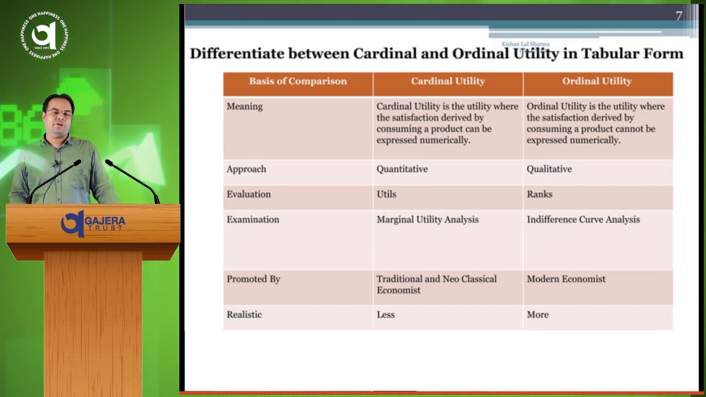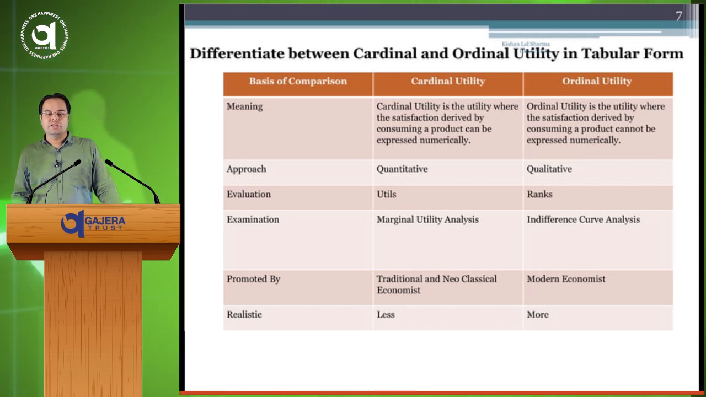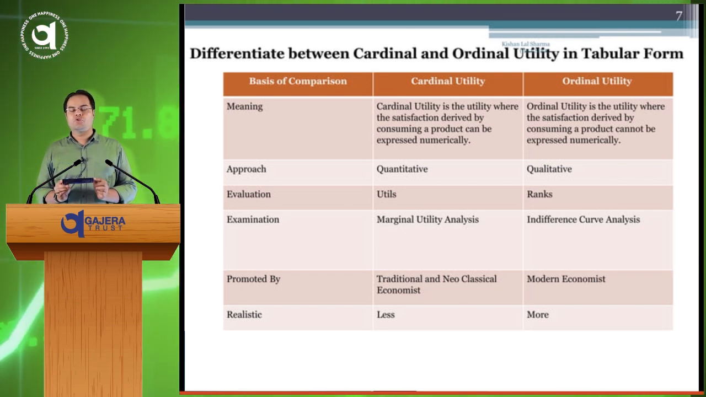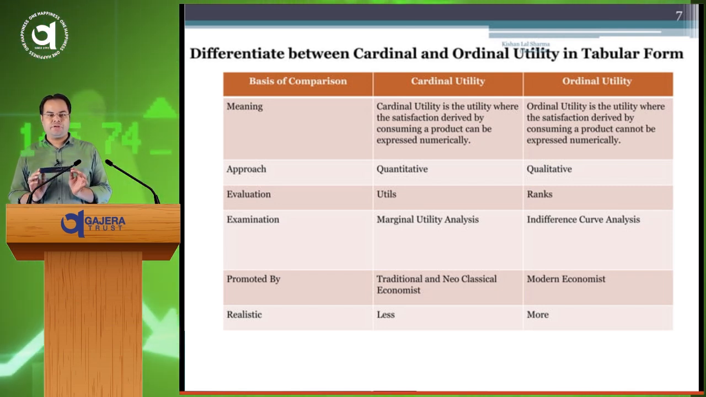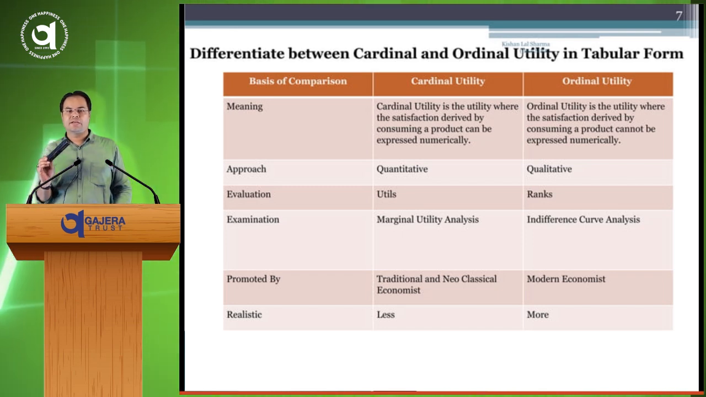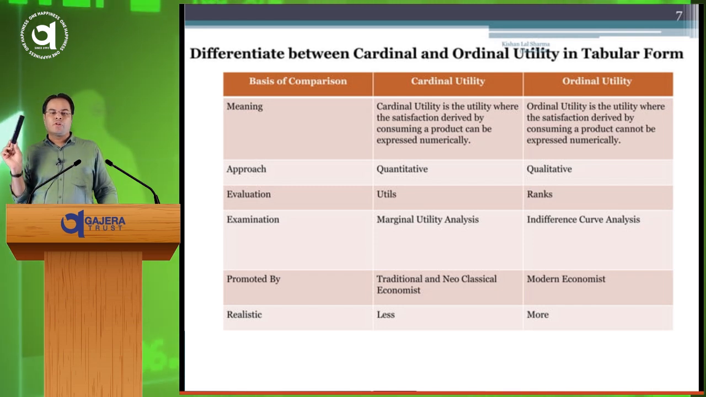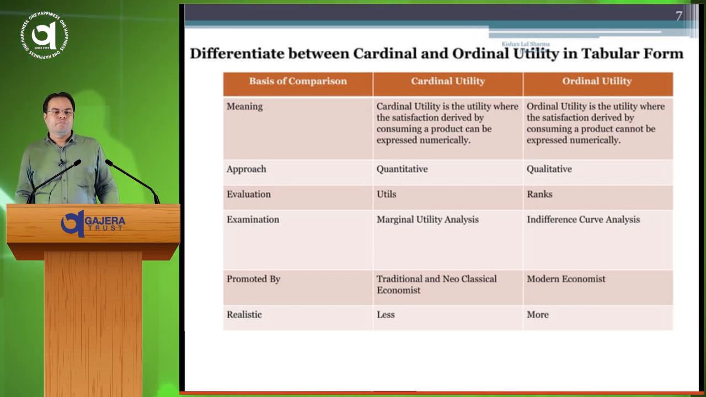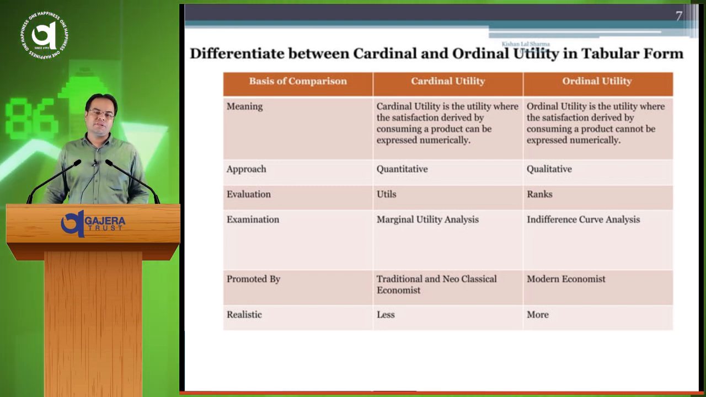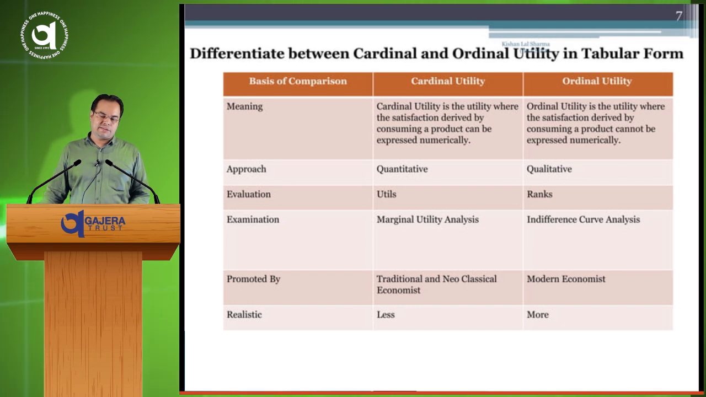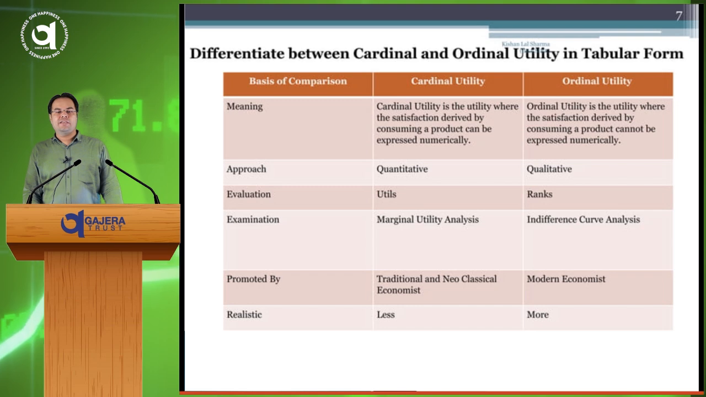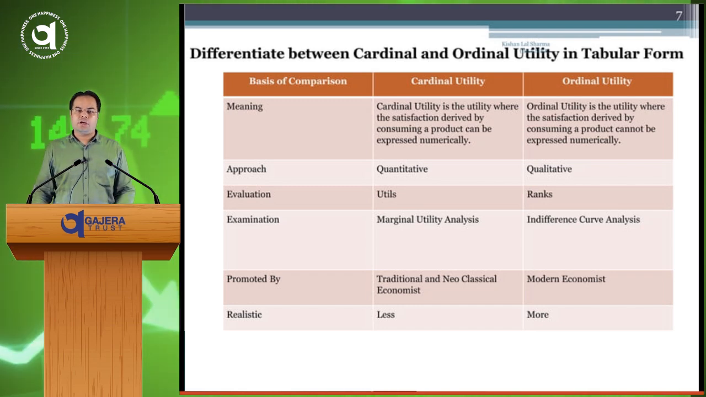Now how can you evaluate? You can evaluate cardinal utility in utils, that is, how many utils of satisfaction you have derived. Suppose I consumed one product and got 10 utils. But suppose I want to compare this product with another product, then I will give first rank, second rank or third rank depending upon the quality of the product. Now how can you examine both concepts? Cardinal utility is examined on the basis of marginal utility analysis, whereas ordinal utility is analyzed by the indifference curve of a consumer.